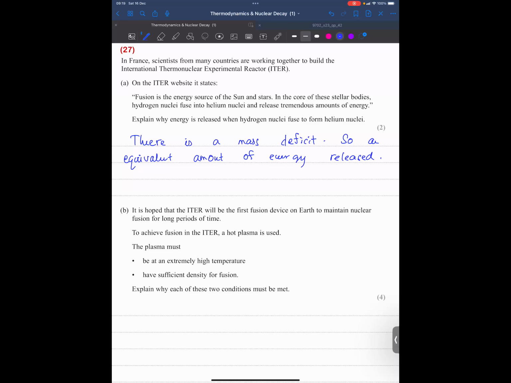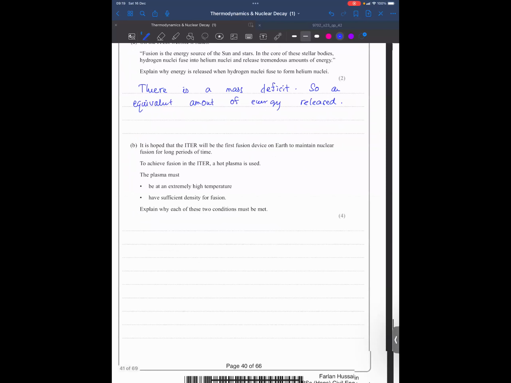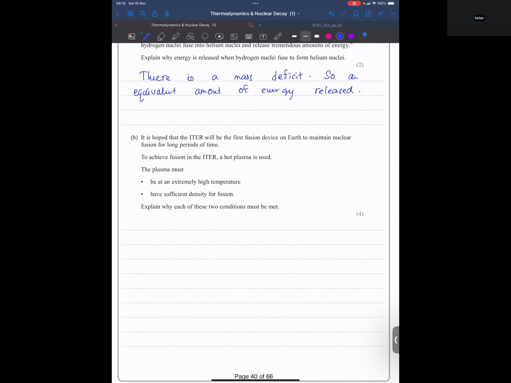Right, part B. It is hoped that the ITER will be the first fusion device on Earth to maintain nuclear fusion for long periods of time. To achieve fusion in ITER, a hot plasma is used. The plasma must be at extremely high temperature, have sufficient density for fusion. Explain why each of these two conditions must be met.